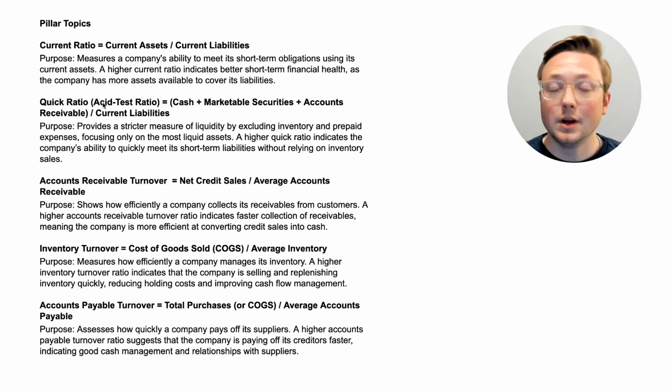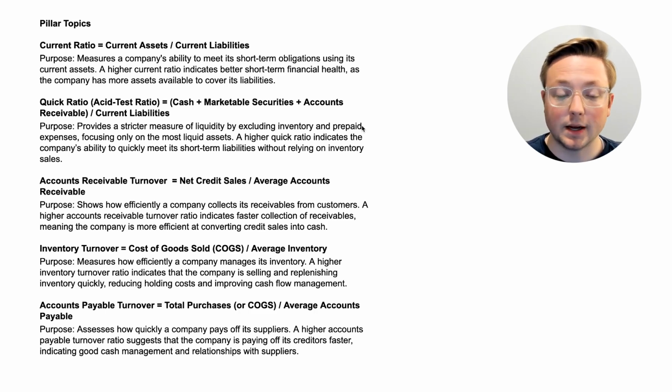Now, the quick ratio, the other name for this is acid test ratio. This is very similar to the current ratio, but it's a little bit more limited in its scope. It's specifically the liquid current assets, so cash, marketable securities, accounts receivable, all those added together are the quick assets, and you divide those by the current liabilities. This provides a stricter measure of liquidity by excluding inventory and prepaid expenses, focusing only on the most liquid assets. A higher quick ratio indicates the company's ability to quickly meet its short-term liabilities without relying on inventory sales. So again, those two are very similar. Let's go to the next one.